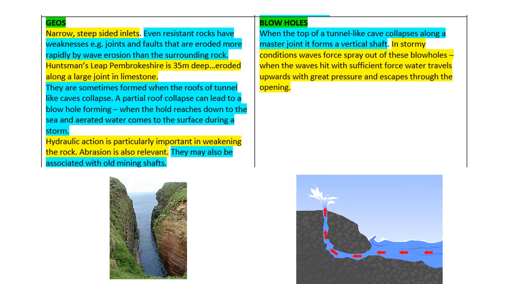Sometimes they form where you've got a tunnel-like cave and the roof collapses down. Sometimes it's only a partial collapse, like you've got in the diagram at the bottom right, and you end up with a blowhole. So you've got a narrow inlet, but you can't necessarily see the sea at the bottom. But the sea can get up when you've got a really big storm, and water can shoot out the top of that blowhole with lots of force and lots of white water. Hydraulic action is particularly important in forming geos. Abrasion is also important, but they may also be associated with old mining shafts.